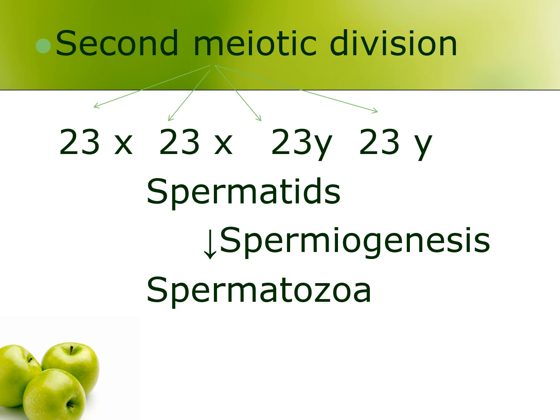And again this undergoes the second meiotic division, and we will be getting 4 subsequent cells. 23X 2 cells will be there, and 23Y 2 cells will be there, and after the second meiotic division, these cells are known as the spermatids. These spermatids undergo a process known as spermiogenesis, and after spermiogenesis we call the spermatids spermatozoa. So that's all about the development of the sperm.